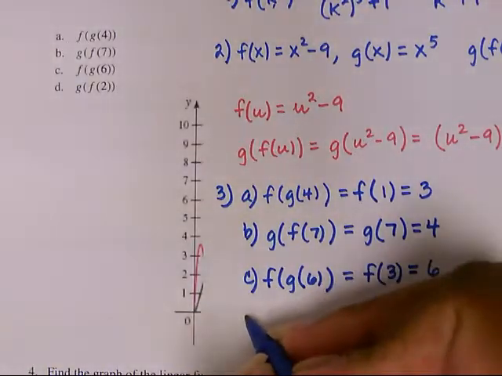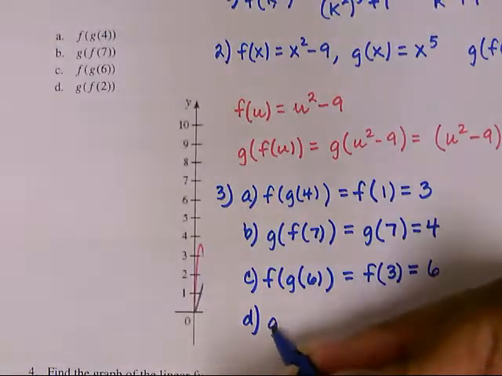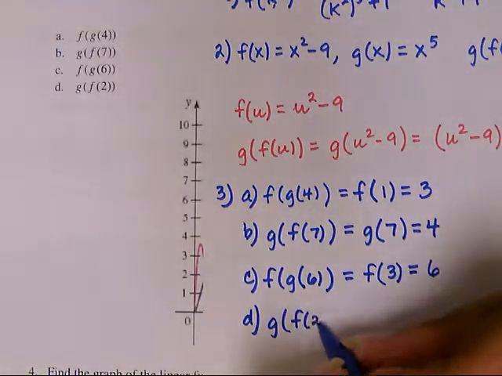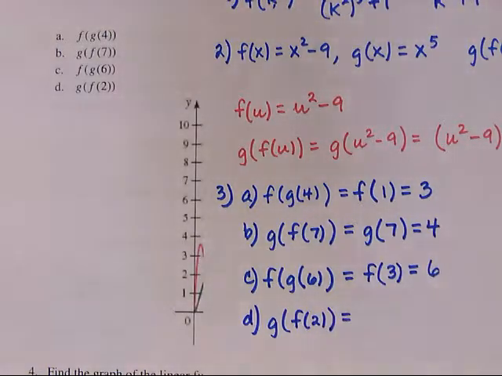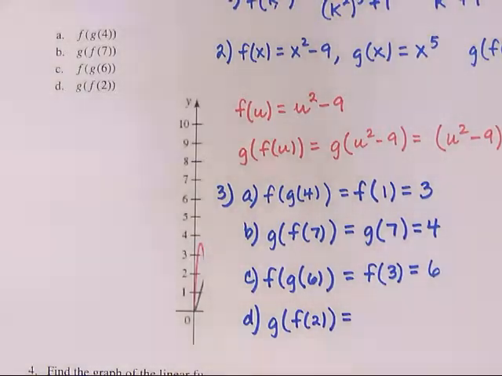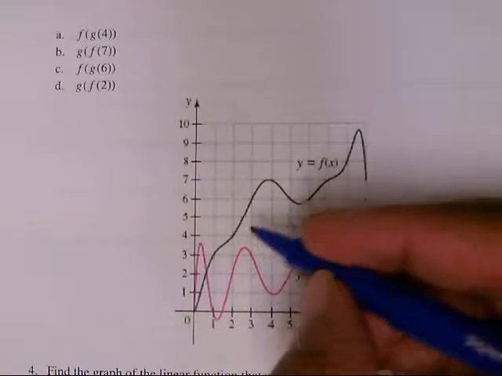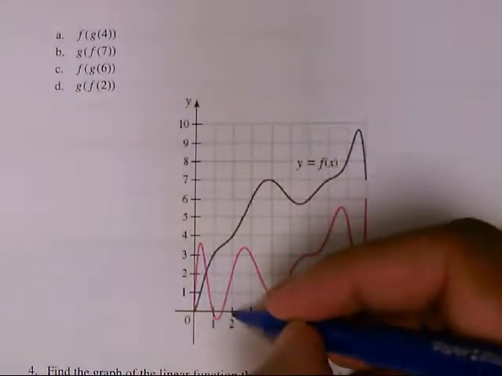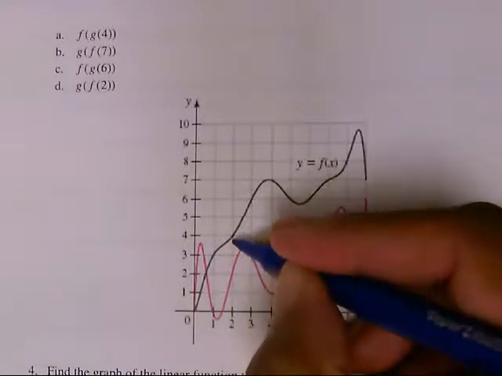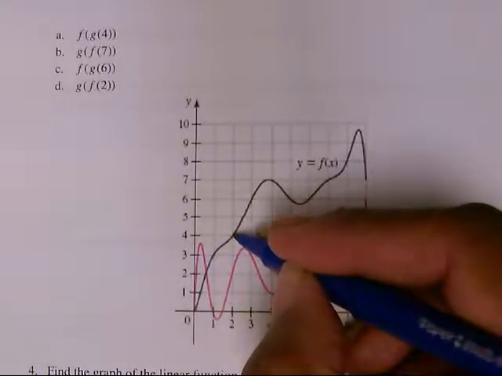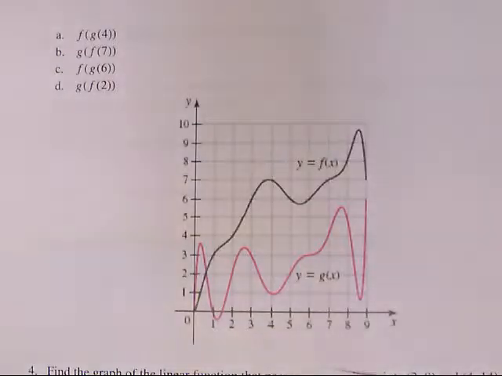Okay, and part D, g of f of 2. Now my inside function is f of 2, so here's f of x. Let's find what that y value is when x is equal to 2 for f of x. At 2, the y value for y equals f of x is going to be 4.